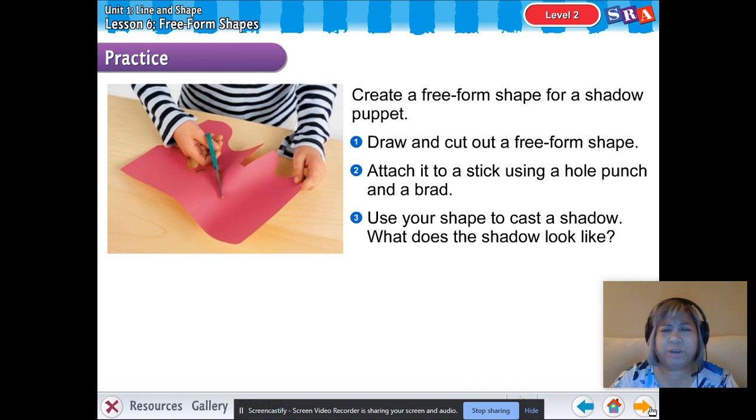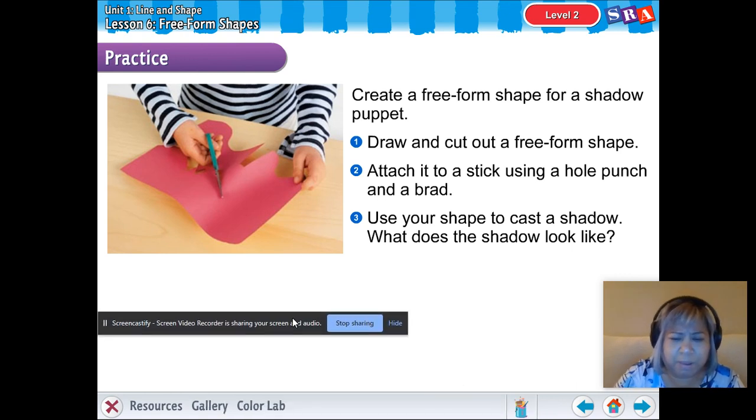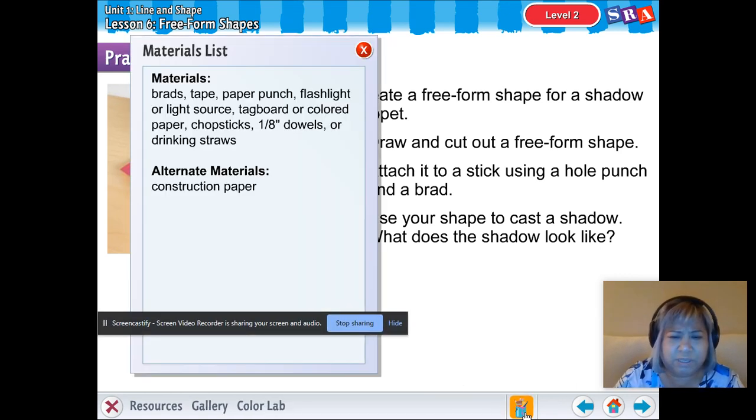So if you were cutting a freeform shape to make a shadow puppet, you could cut shapes. You could draw it first, and then you can cut out a shape and attach it to a popsicle stick or a pencil. Put some tape on it, and then you could hold it in front of a lamp in your house or a flashlight, and you could create a puppet if you wanted to. Let me see what this looks like.